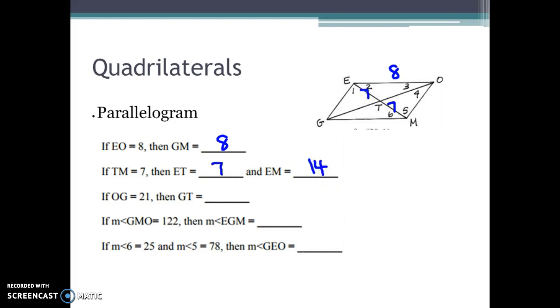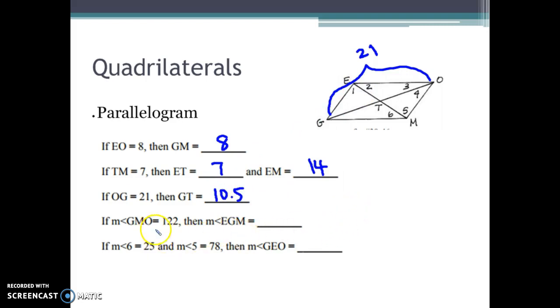Alright, I'm going to go ahead and erase what we've got on here, make room for the next problem. It says if OG is 21, so OG is this entire diagonal, then GT, which is half of the diagonal because it's bisected, must be 10.5, or 21 over 2.